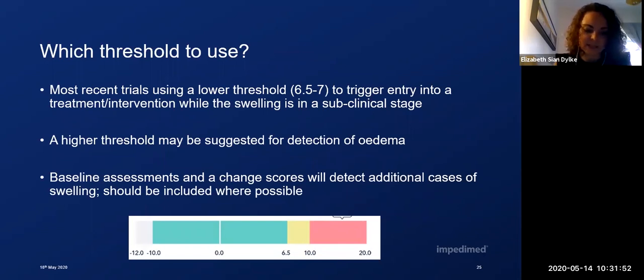Finally, baseline assessments of bioimpedance should be included wherever possible. This gives greater ability to detect what is abnormal for an individual, improving the ability to access treatment at the earliest possible point to avoid the establishment of lymphedema.